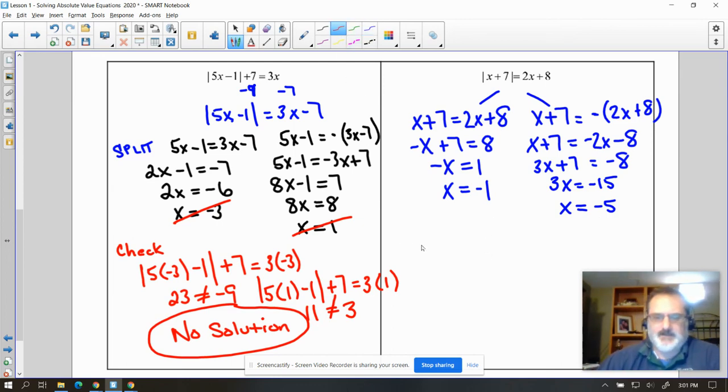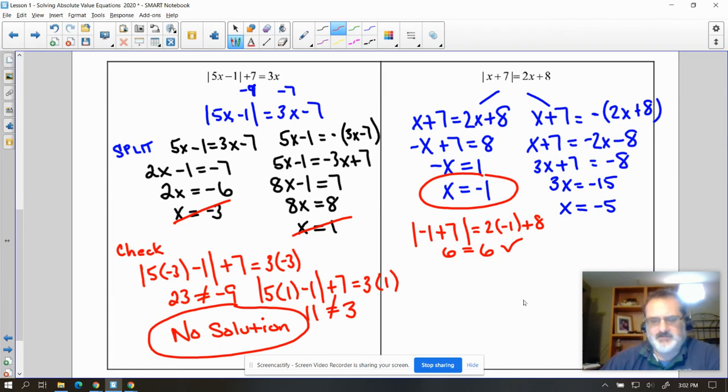Now I have to check. So I have the absolute value of negative 1 plus 7 should equal 2 times negative 1 plus 8. Let's check it out. Negative 1 plus 7 is 6, should equal negative 2 plus 8, which is 6. So that checks out. Negative 1 is actually one of my solutions.